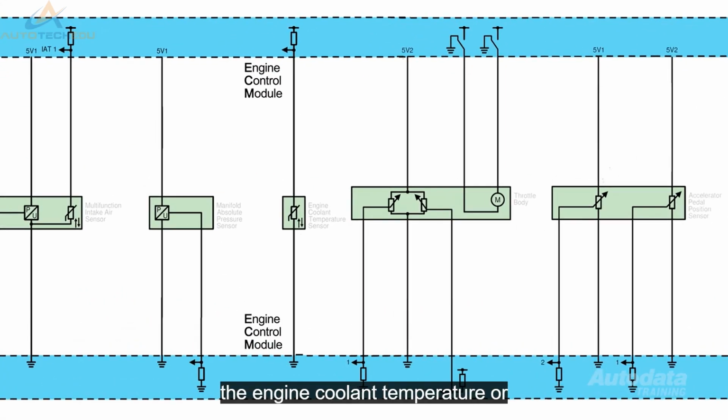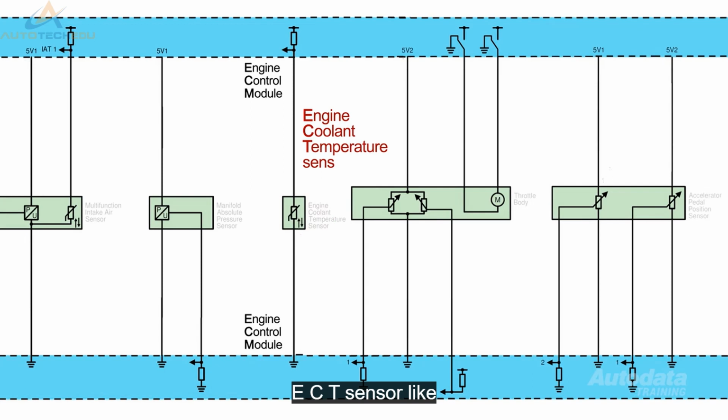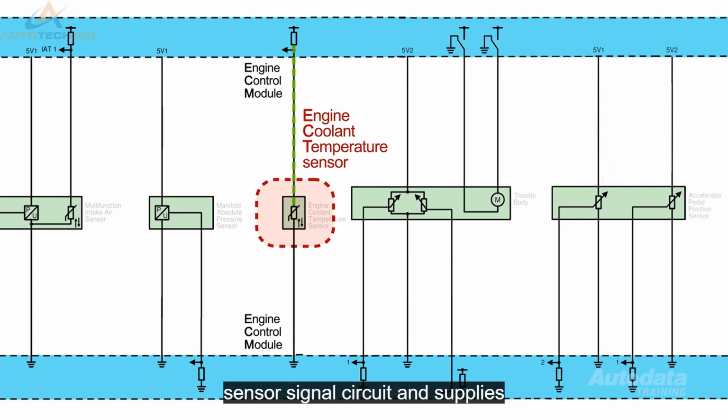The engine coolant temperature, or ECT sensor, like the IAT sensor, is an NTC thermistor. The ECM supplies 5 volts to the ECT sensor signal circuit and supplies a ground for the low reference circuit. The ECT sensor signal will allow the ECM to monitor engine temperature and adjust control parameters during open loop operation.